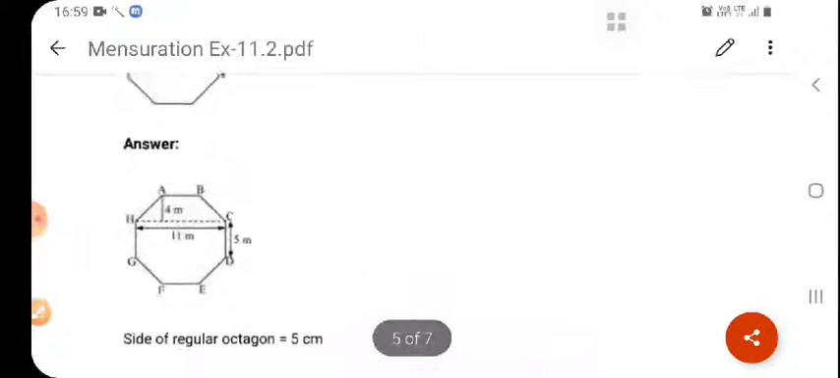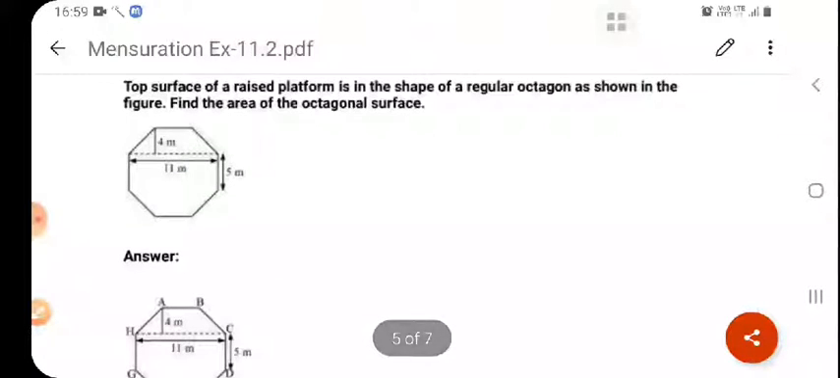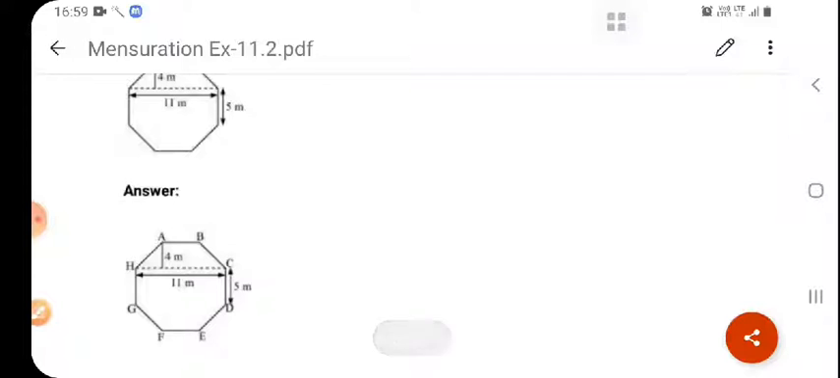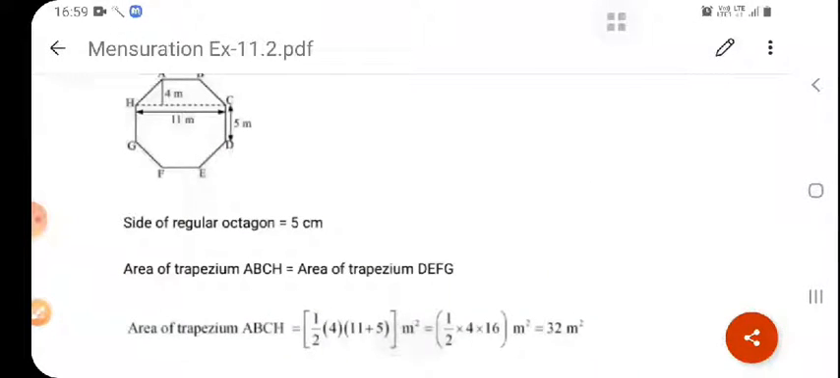Question number 9. The top surface of a raised platform is in the shape of a regular octagon as shown. Find the area of the octagonal surface. Here you can see one trapezium, whose perpendicular distance is 4 meter and the parallel long side's length is 11 meter. The rest of the area we have to consider.